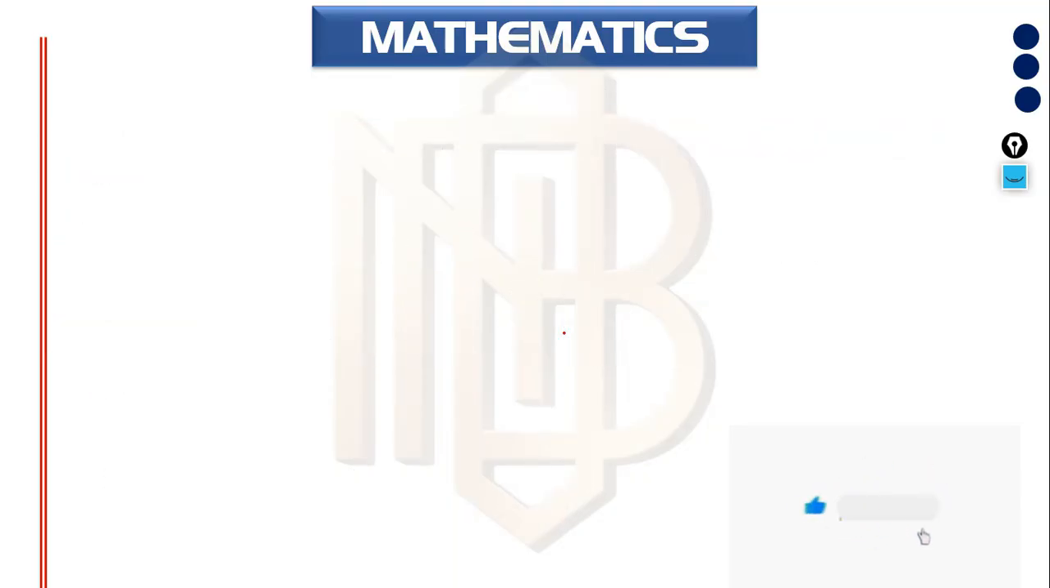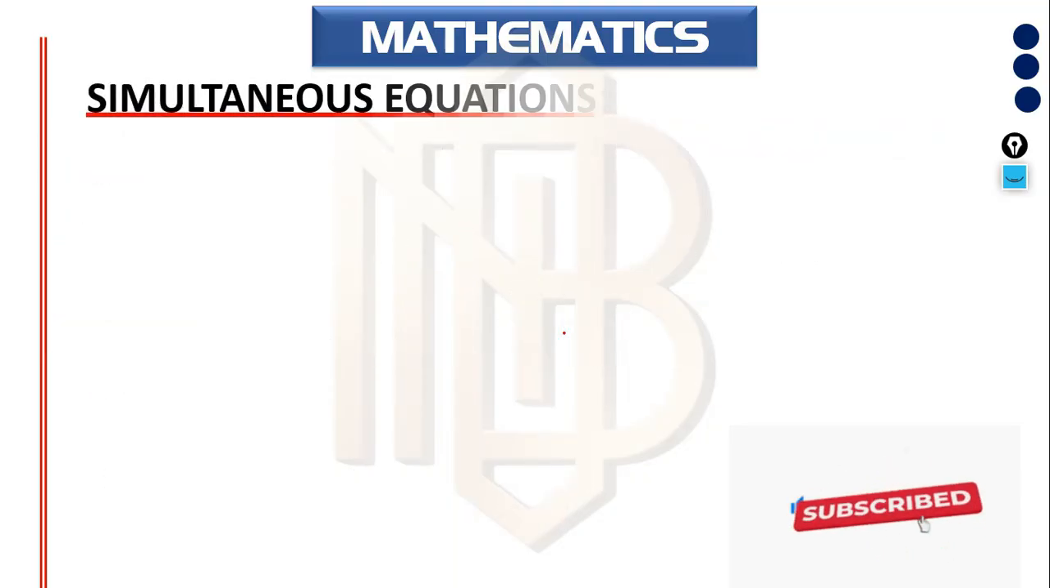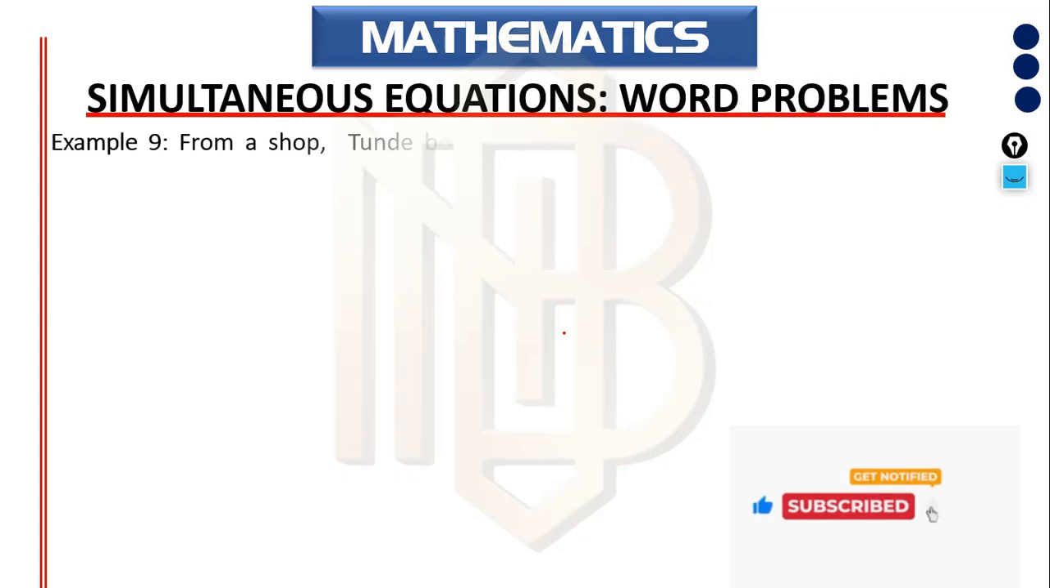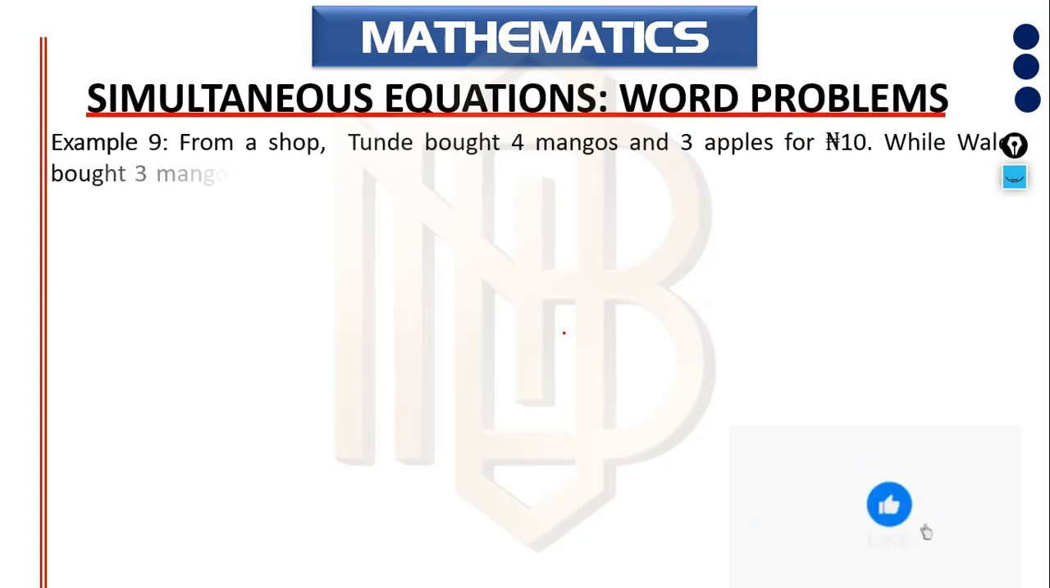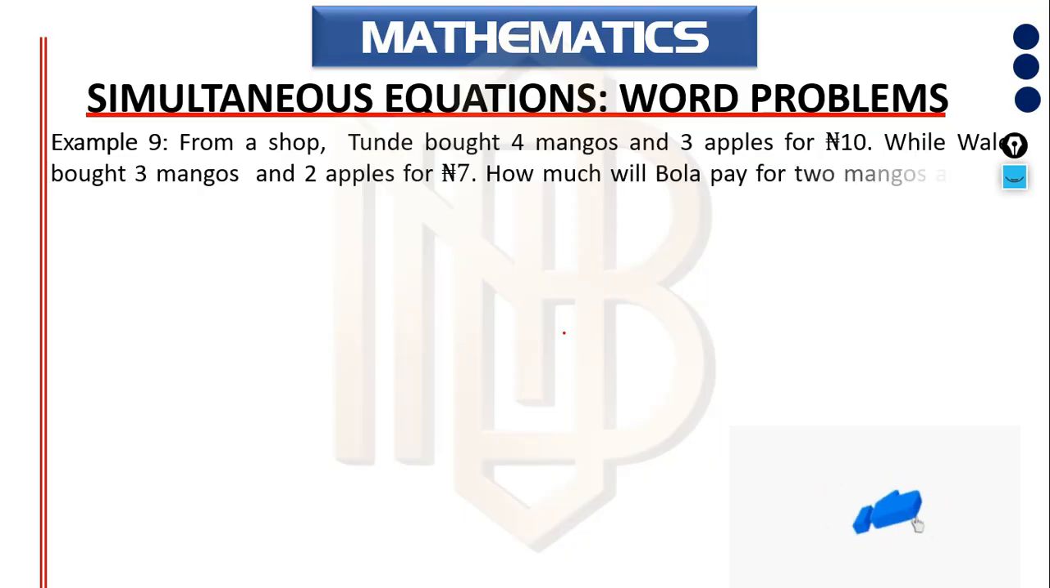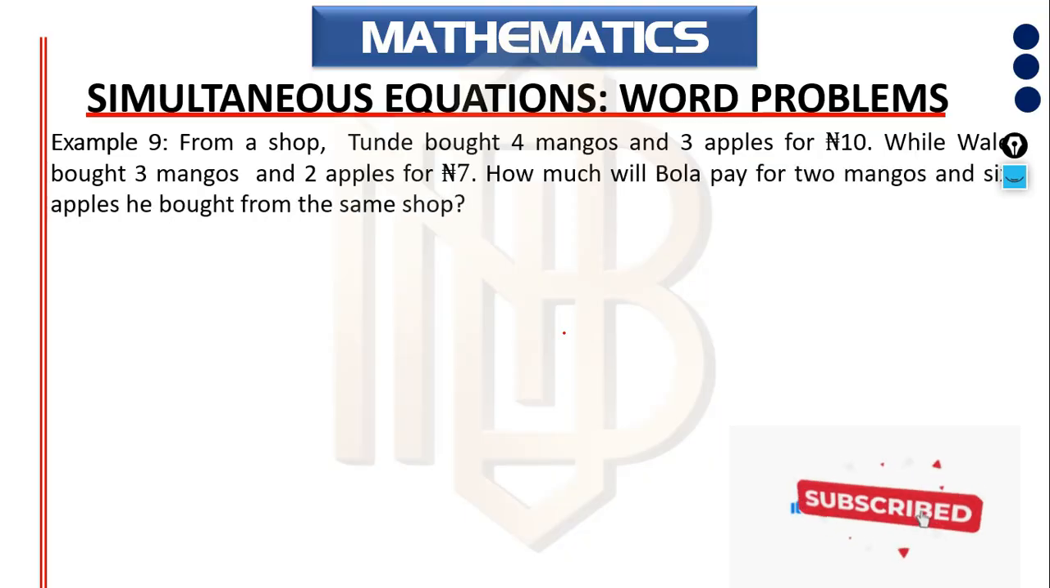Let's take a look at another question. From a shop, Tunde bought 4 mangoes and 3 apples for 10 naira, while Wale bought 3 mangoes and 2 apples for 7 naira. How much will Bola pay for the 2 mangoes and 6 apples he bought from the shop?